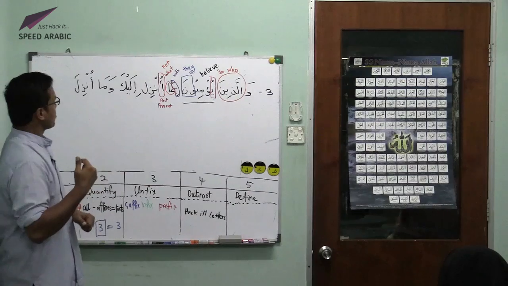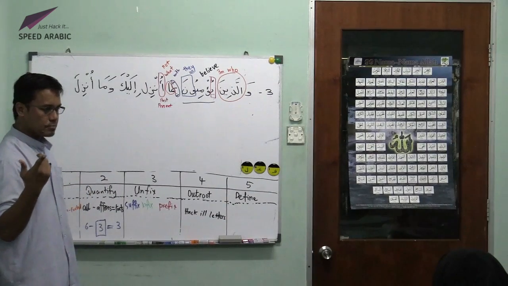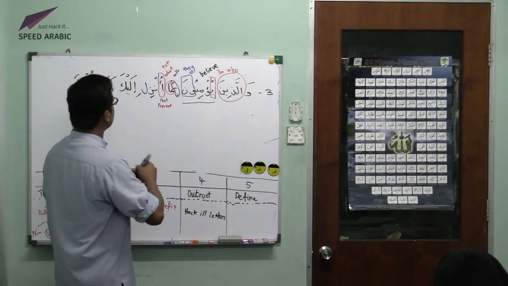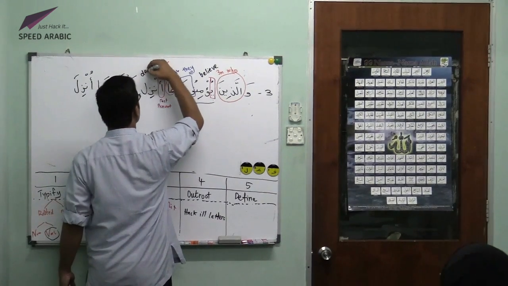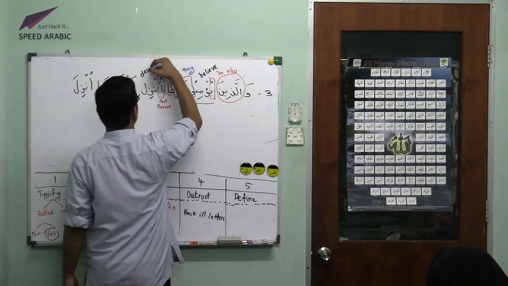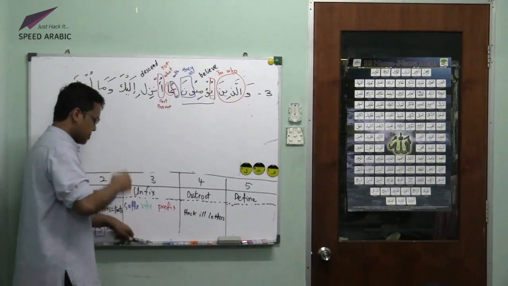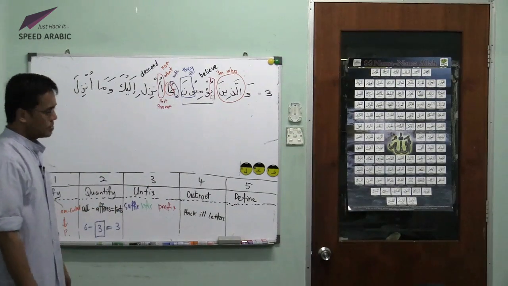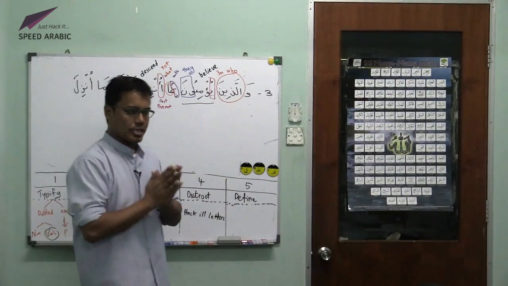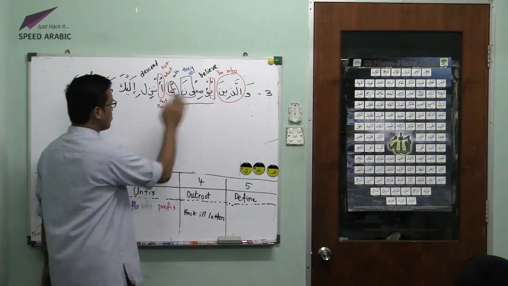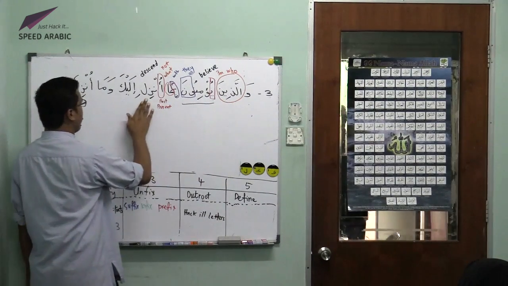Come down. Or what else is there? Descend. Okay. So descend. Descend. Okay, done. So you have finished 1, 2, 3, 4.